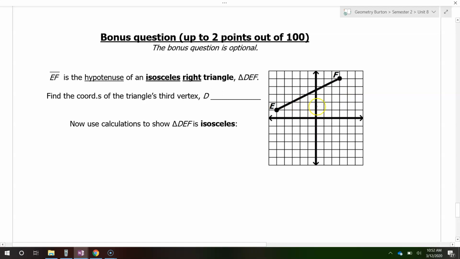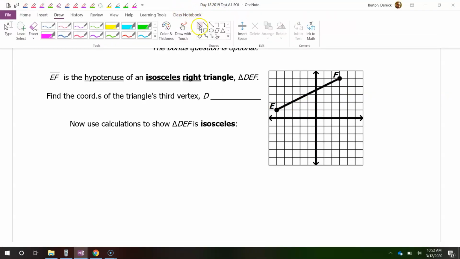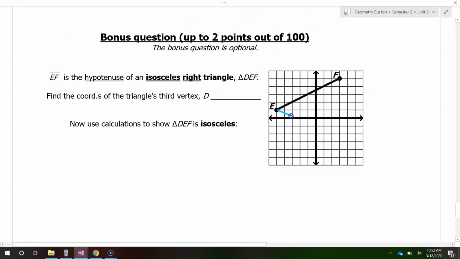Okay, so you should be playing around with it and looking for some kind of a point where it's going to make a right triangle. Just play around with it a little bit. For example, if I draw my triangle like this, it almost looks like a right triangle. This is close. I feel like this side is a little bit longer.